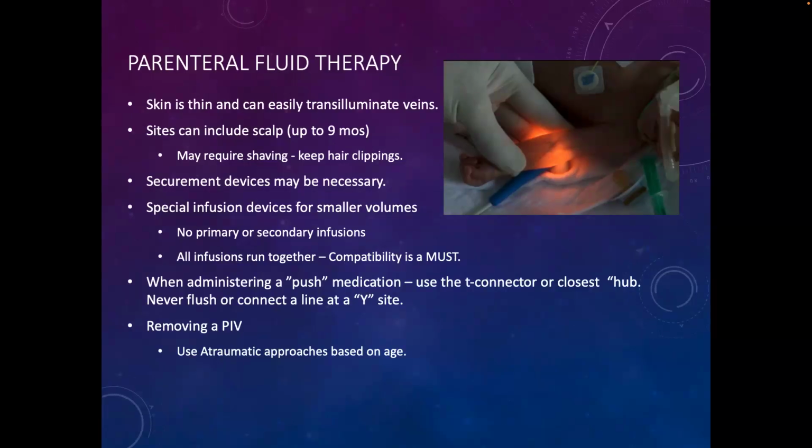If for some reason you do have to push a medication, it is very important to use the closest hub. So go to the closest area, which typically would be the T connector, which is the connector that you flush with normal saline after you get the IV in, the catheter in, and then you connect that saline primed device to the IV catheter. That's called the T connector. And so going all the way down to that is considered the closest to the patient.